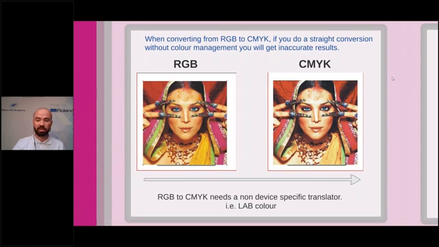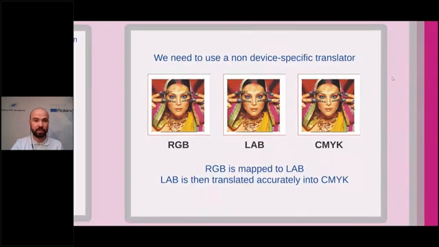So RGB to CMYK needs a non-device specific translator, and this is where lab color comes in. So RGB, all of the colors are mapped into the lab color space, and then from lab, they're translated accurately into CMYK. This is what I was mentioning earlier when we said we had tables of data, meaning once you've got tables of data, we can start to go from color between color spaces using specific translations.